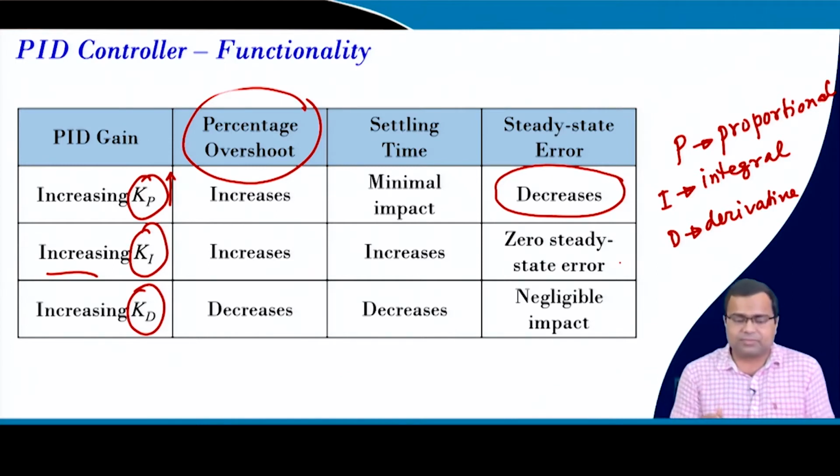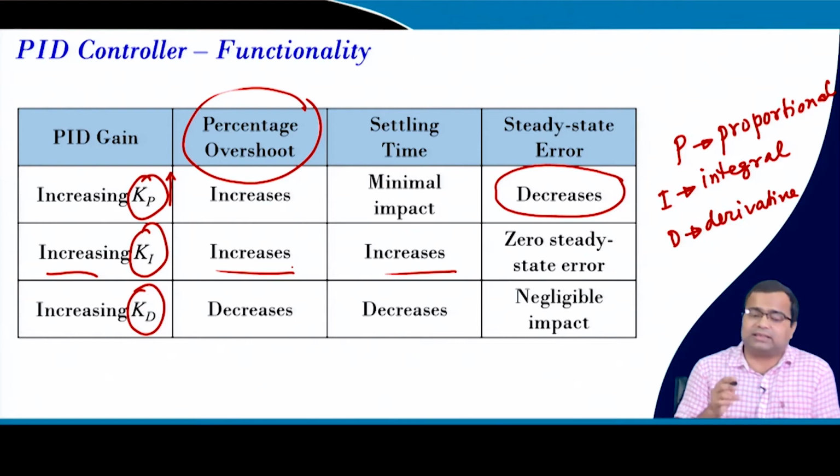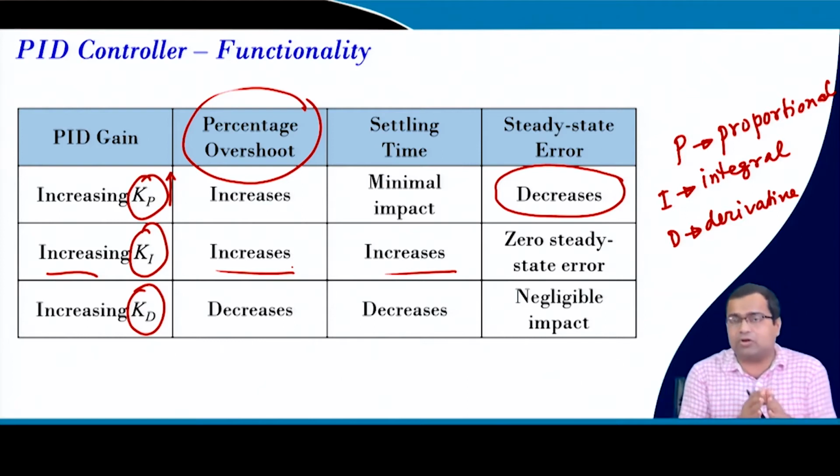If we increase the integral gain, then the settling time will increase, because it will be more oscillatory, and the overshoot will increase, because it will reduce the phase margin, okay. At the same time, it will also increase the settling time.